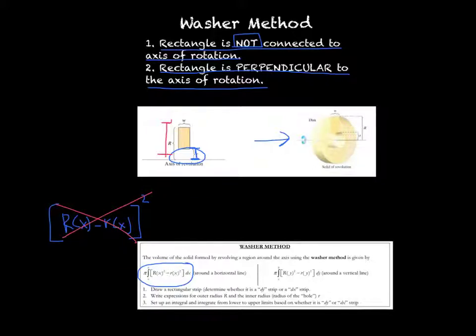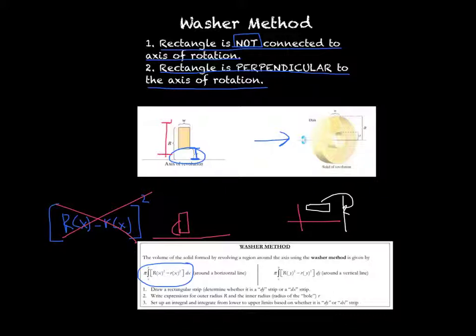And of course, this here would be for a vertical strip being rotated around a horizontal line. For this one here, you're going to have some sort of horizontal strip that is being rotated around a vertical line, and that is when you have the functions in terms of y.